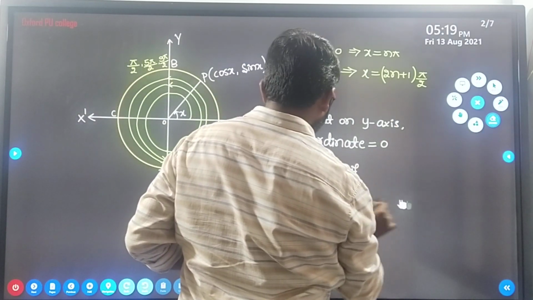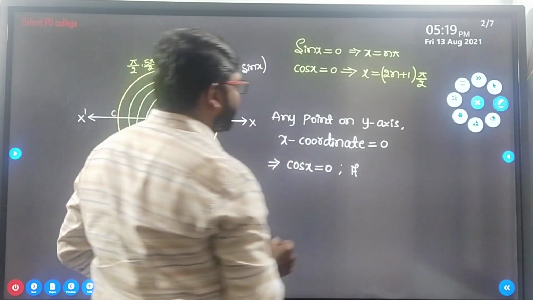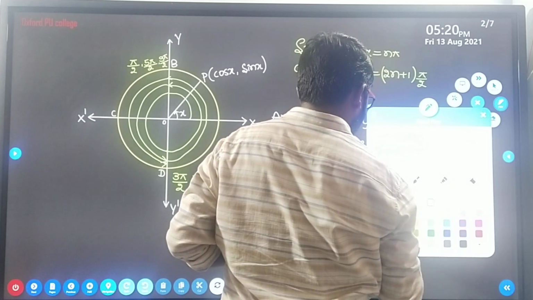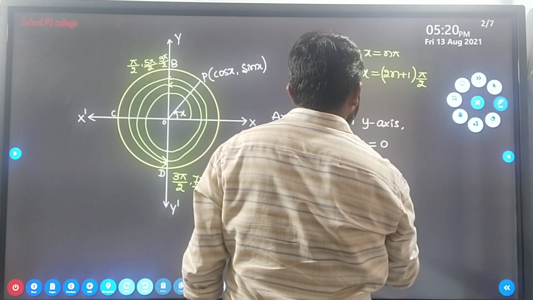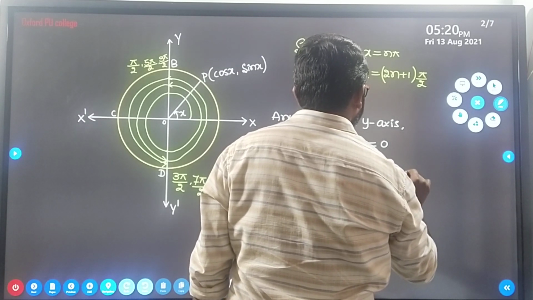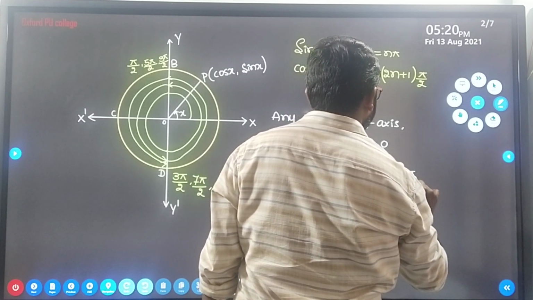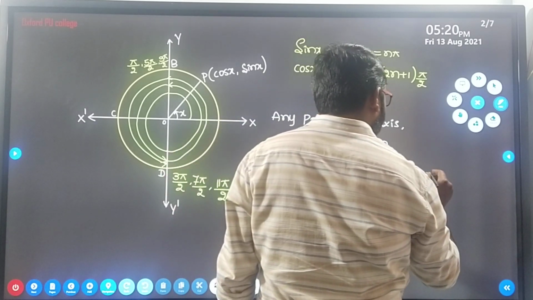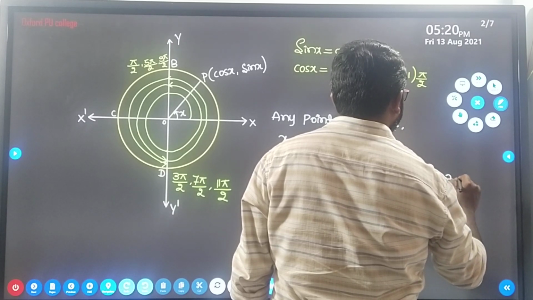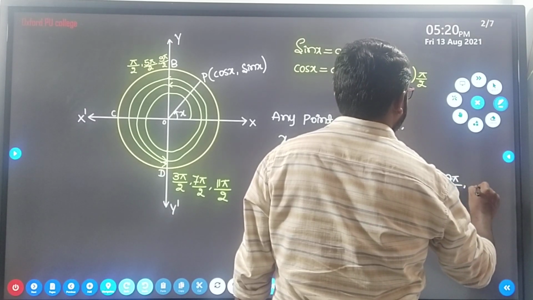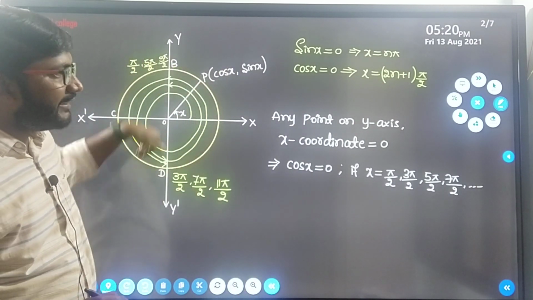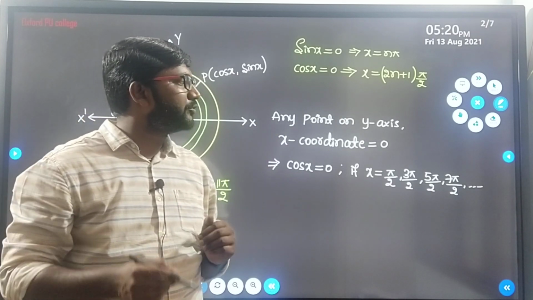So now I'll write here cos x equal to 0 if x is equal to pi by 2 and then 3 pi by 2, then 5 pi by 2 and then 7 pi by 2. So it continues. So now cos x will be 0 for the negative angles as well, for minus pi by 2, minus 3 pi by 2.